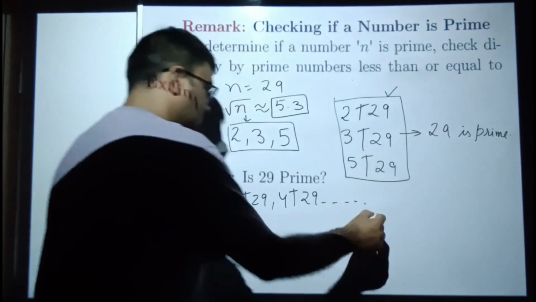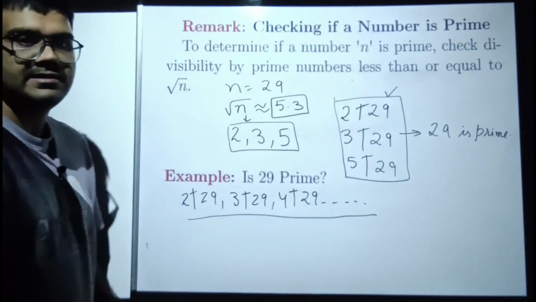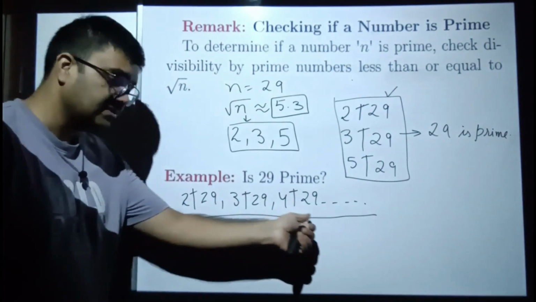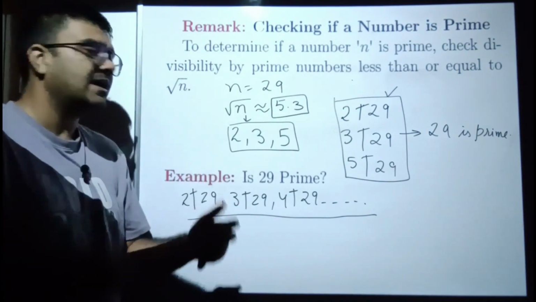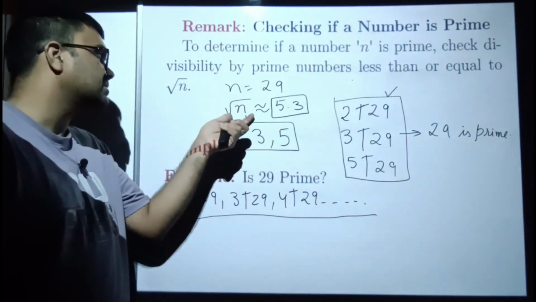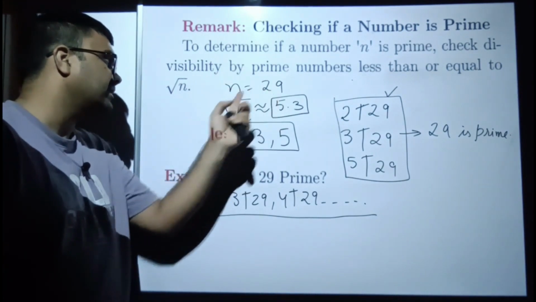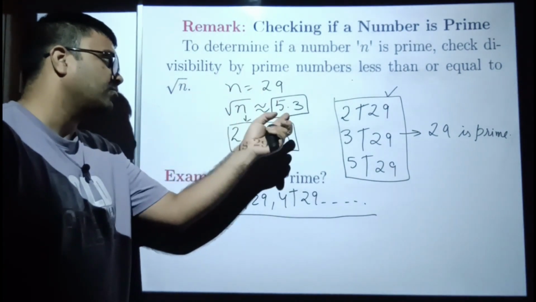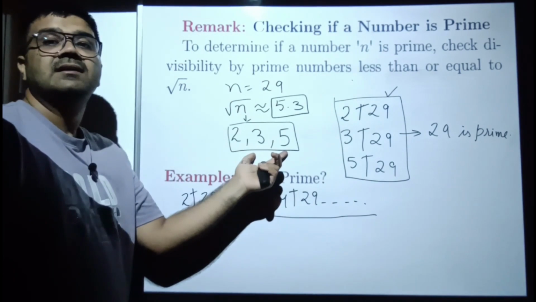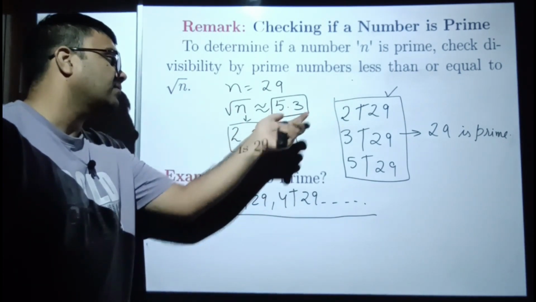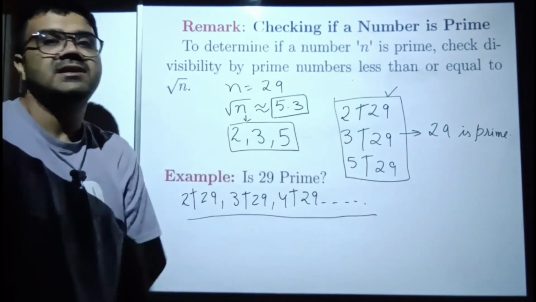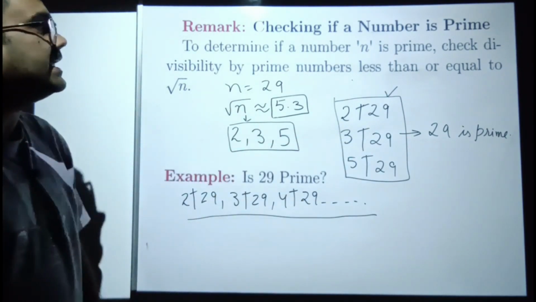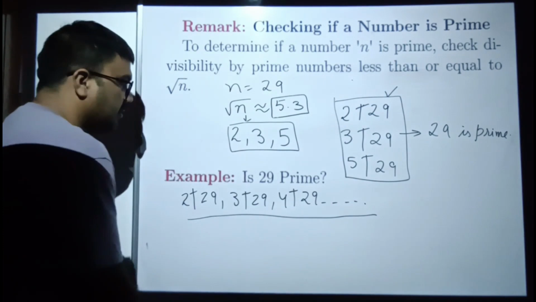So in place of checking with all these numbers, this list is very large. In a larger number, this list can be a very large list. But if we use this kind of result, we are using n is 29, we calculate square root of n, 5.3, we just list the prime numbers less than or equal to square root of n, and we just check the divisibility with these numbers, and we can tell whether the given number is a prime number or not.